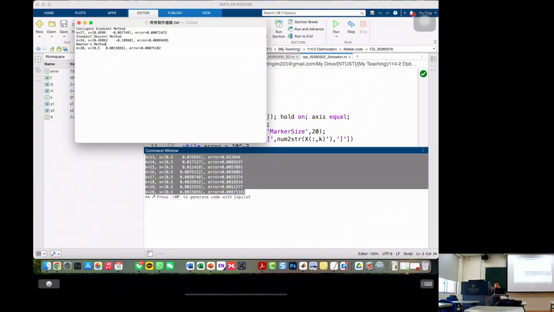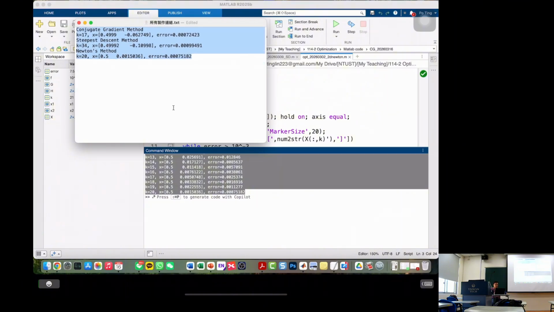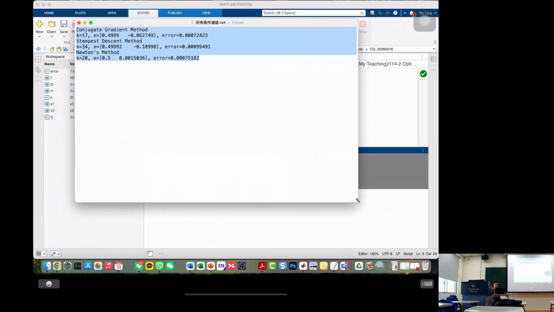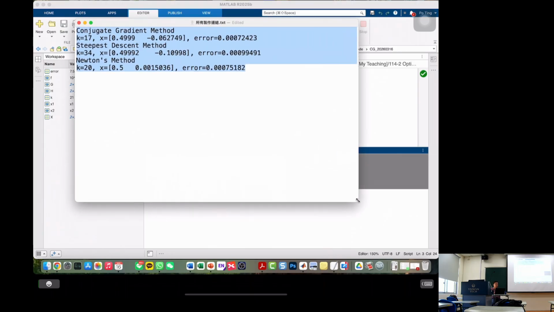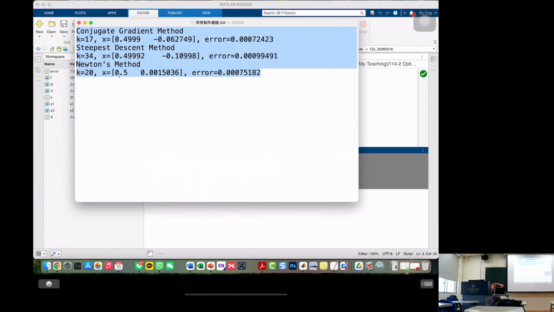So compare all these. Even for Newton's method, it struggled, but more precise. Like it was able to find 0.5, 0.0015, very precise solution. But actually, all methods were able to converge to an error smaller than 10 to the power of -3. Of course, that's the convergence criteria.